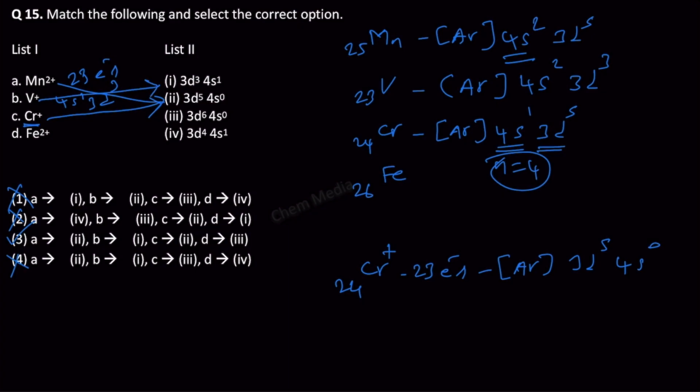So it is matching. How about Fe2 plus? For Fe2 plus, we would be removing 2 electrons from 4s2. So therefore, it is obviously 3d6. So therefore, option 3 is the correct choice here.